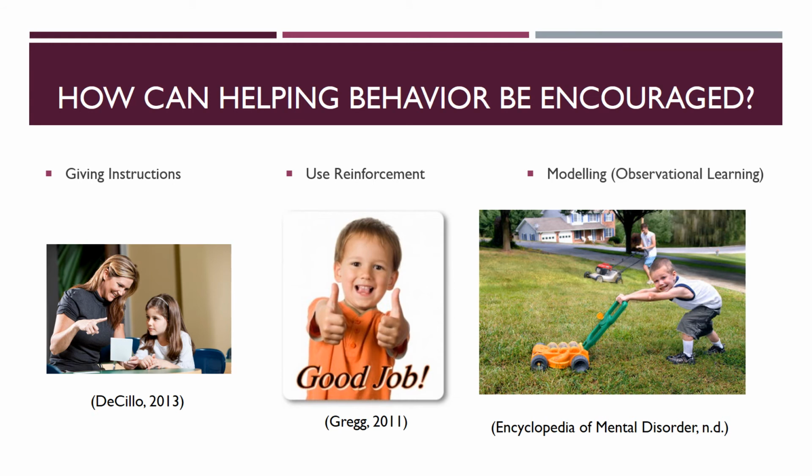Also, we have modeling, also known as observational learning. According to Grusec and colleagues 1978, modeling is effective in shaping behavior because observing someone else helping an individual is a strong form of learning. For example, a child learning to help others by watching their parents help others in need.